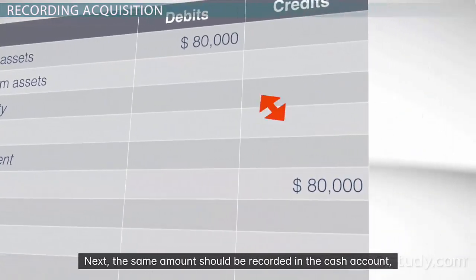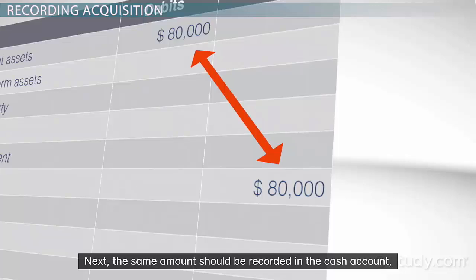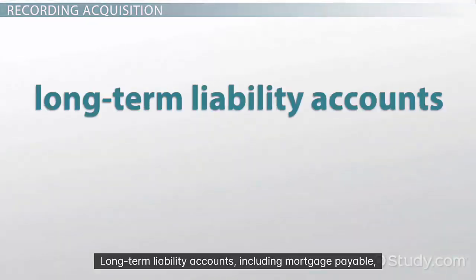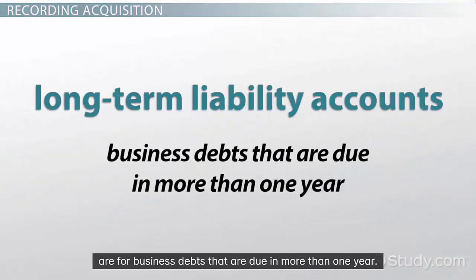Next, the same amount should be recorded in the cash account if cash was paid for the asset, or the correct long-term liability account. Long-term liability accounts, including mortgage payable, are for business debts that are due in more than 1 year. Depreciation, which will be covered in another lesson, must also be recorded each year for plant and equipment.